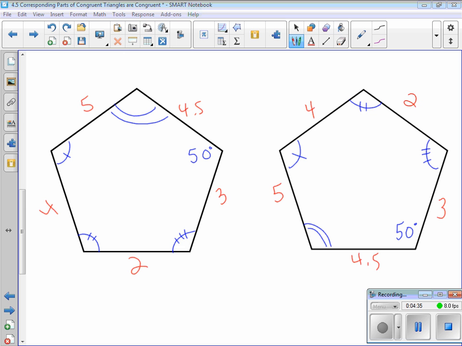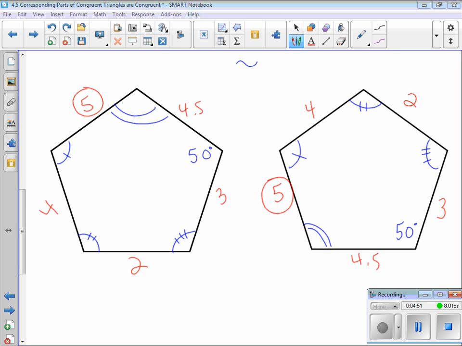Well, first of all, both are pentagons. So that starts us off. We have similarity. Now let's check to see if the corresponding parts are congruent. Let's start with looking at the sides. I look over here to the left and I see a 5. So I'm going to go over here and find a 5 over here, and I did.